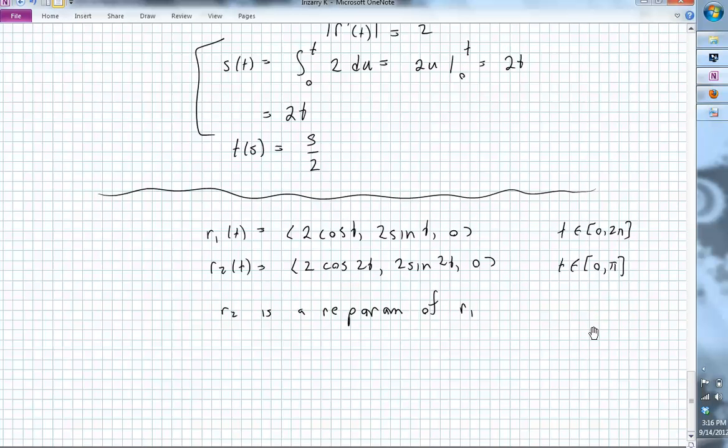Same curve, just a different formula that you're using to get there. Are all parameterizations created equally? Not really. There's one parameterization that's better than all the rest, and that's what I want to talk about right now. Okay, here's an aside.